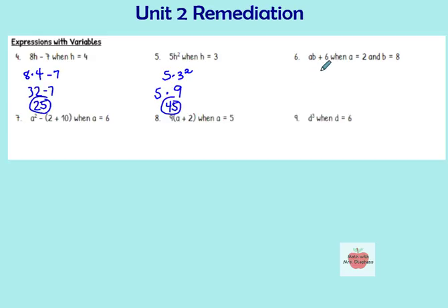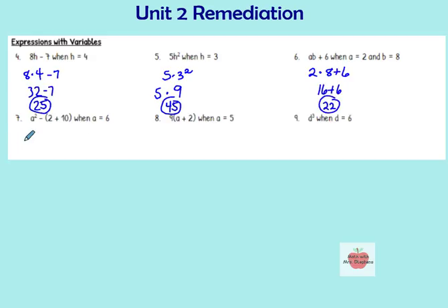Number 6, ab plus 6. A equals 2, times b, which is 8, plus 6. 2 times 8 is 16. 16 plus 6 is 22.